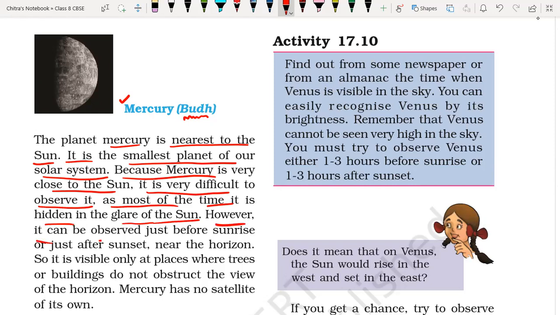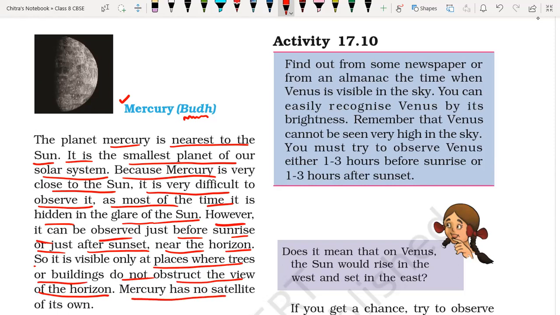However, it can be observed just before the sunrise or just after the sunset near the horizon. So it is visible only at the place where trees or buildings do not obstruct the view of the horizon. That particular place you can observe Mercury.